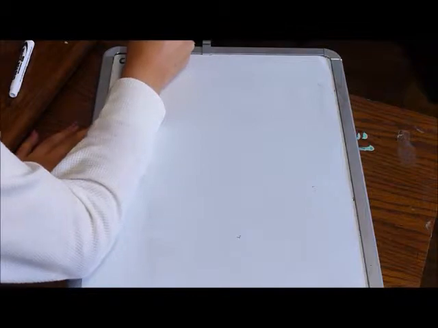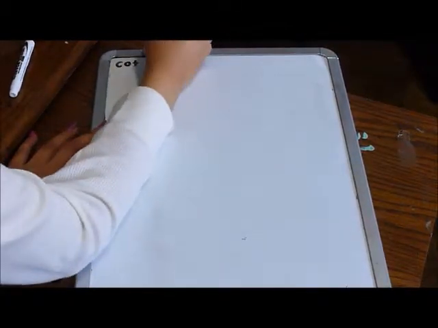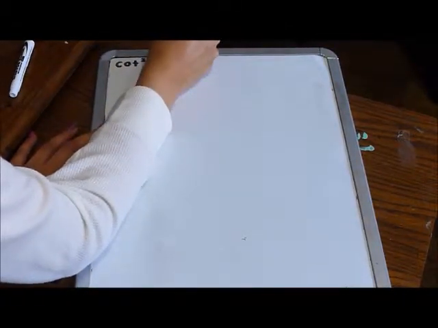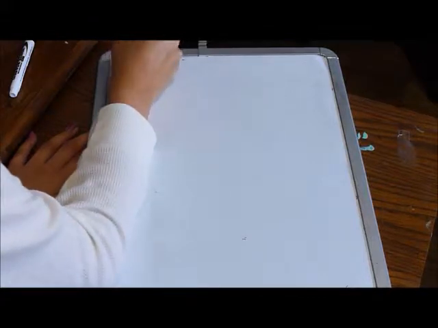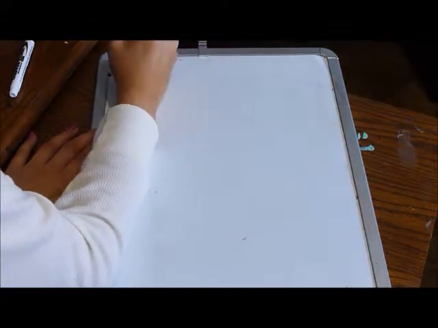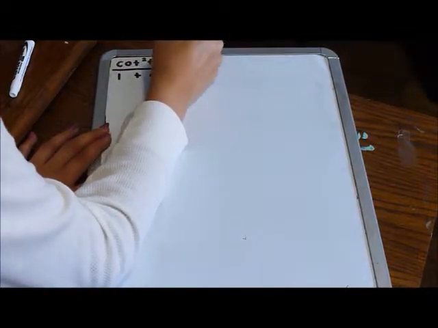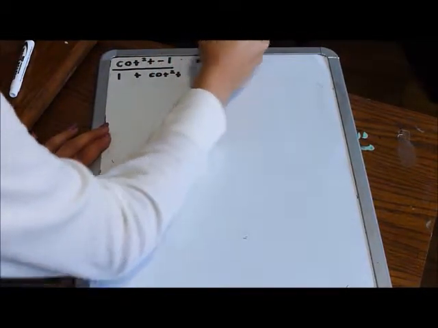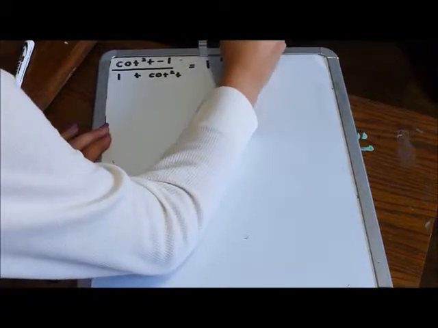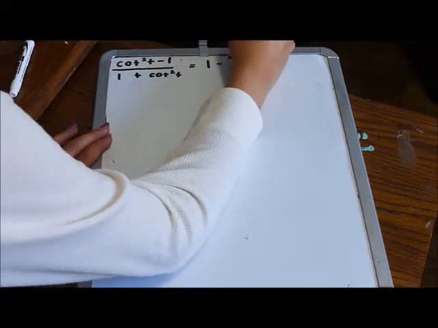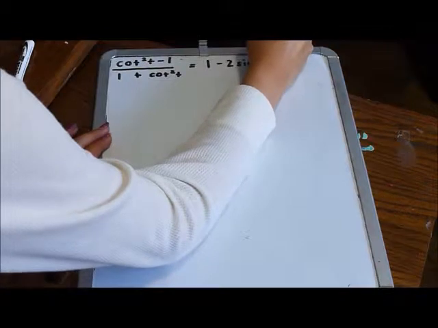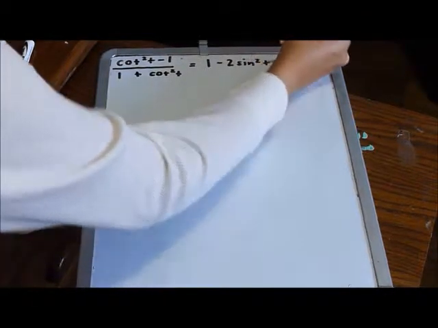So the problem that we're going to go over today is going to be cotangent squared t minus 1 over 1 plus cotangent squared t equals 1 minus 2 sine squared t.